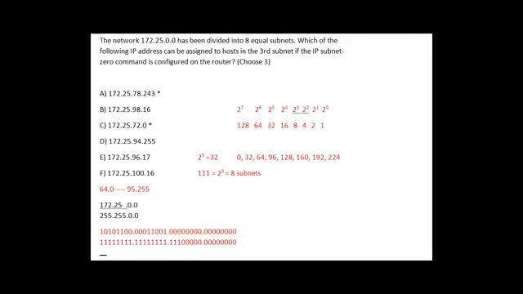94.255, yep, that's in the range. But look at this one, 96, nope, that's outside of the range, and then 100, that's outside of the range. So anyway, once we have the range, we have to know what our network is. We always have to be able to find what our network number is and what our broadcast number is, and then the answers become easy.